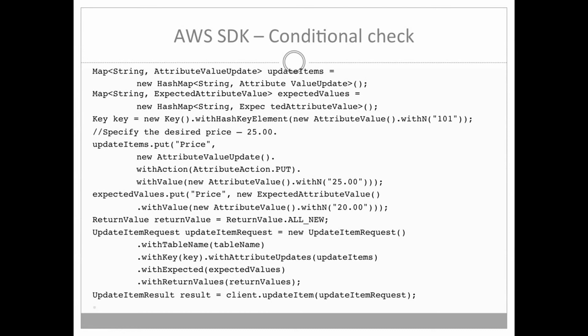Conditional check, as I said before: you specify the item and you put the price of it. In this scenario, my expected price is 20. I'm trying to update to 25, and then I update the value. If my expected value is different from the value that already exists on that object, it's going to throw an exception, which we just saw in the demo earlier.